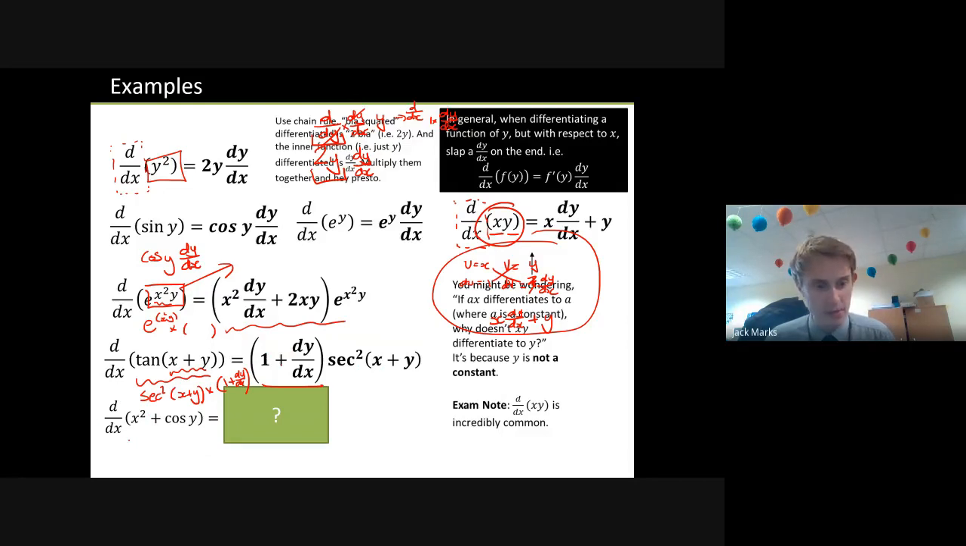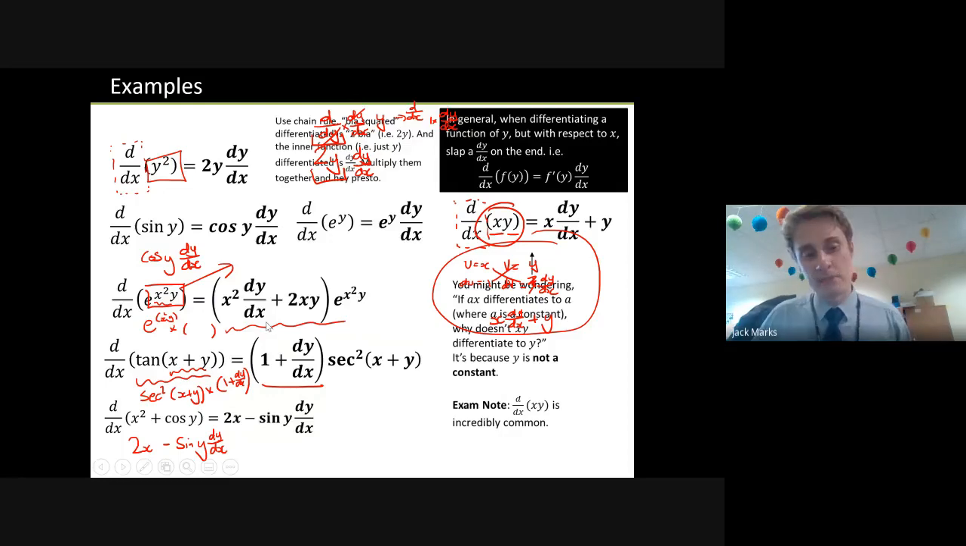x squared plus, well, the x squared is a nice part. This part here you have to watch out for. So minus sine y, sure, but you're differentiating with respect to x, so you need that dy/dx. So all the x parts, differentiate as you normally would, use the rules like you normally would. But if at any point you find yourself differentiating a y when you've been told to do it with respect to x, you need to add the dy/dx on the end.